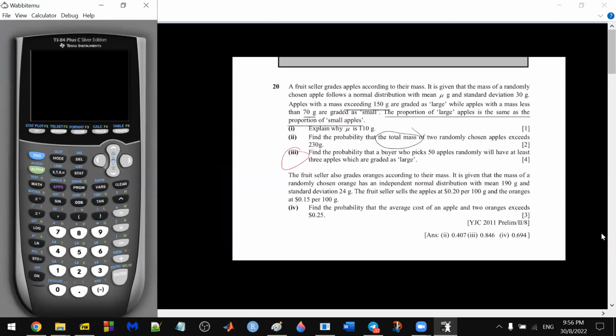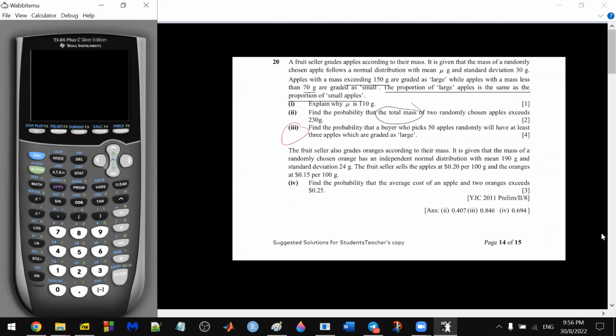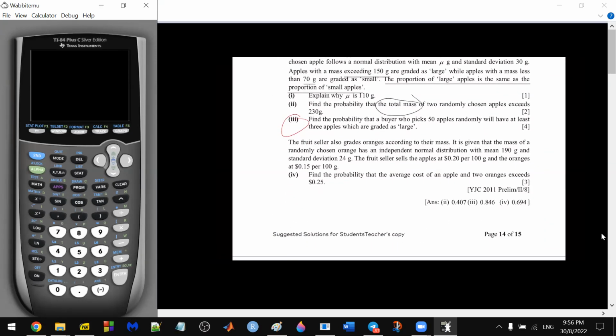Okay. Part 3, find the probability that a buyer who picks 50 apples randomly will have at least 3 apples which are graded as large. So this one should probably be binomial distribution. You see 50 must be sample size. At least 3 apples means some x more than or equal to 3. So x must be a random variable that represents one such apple being graded as large. So this is your success event.